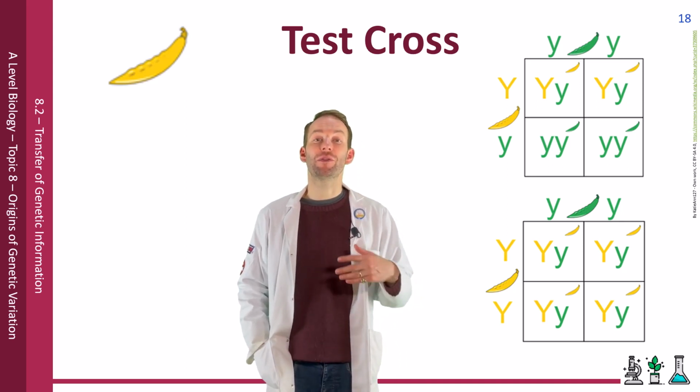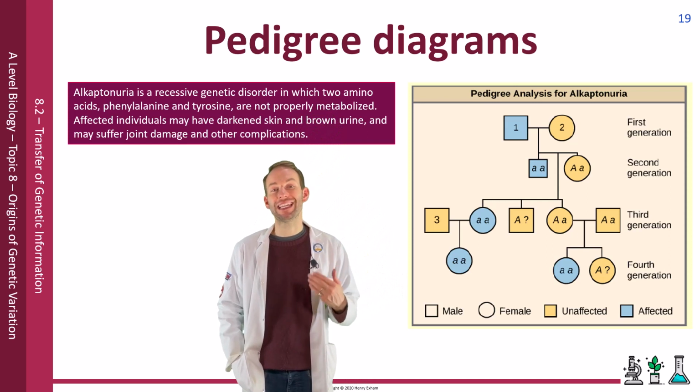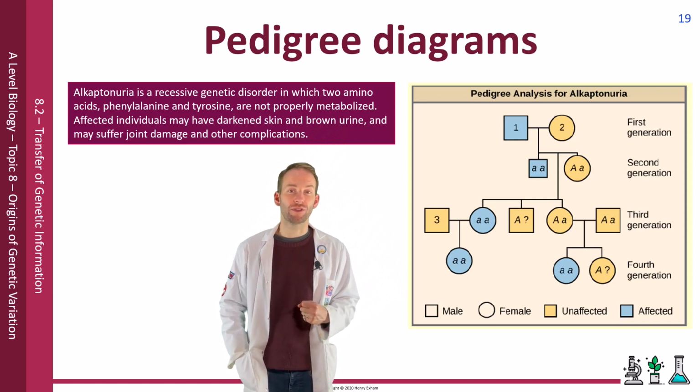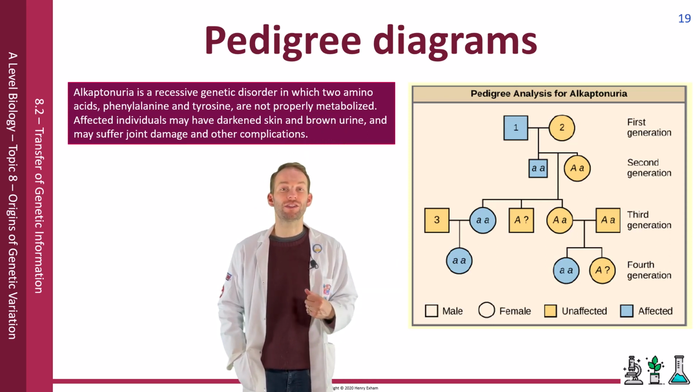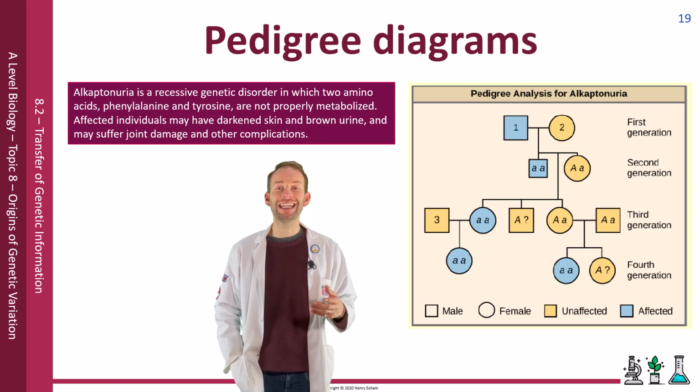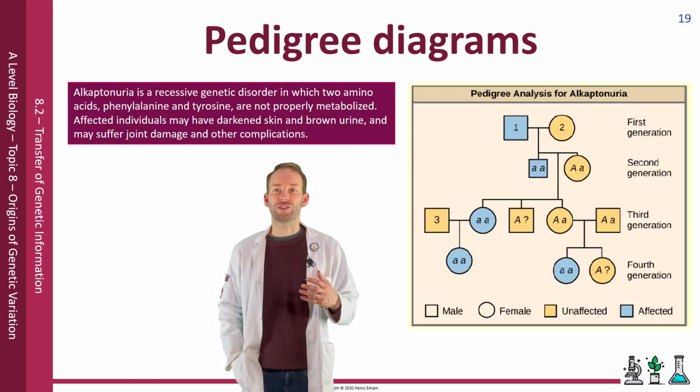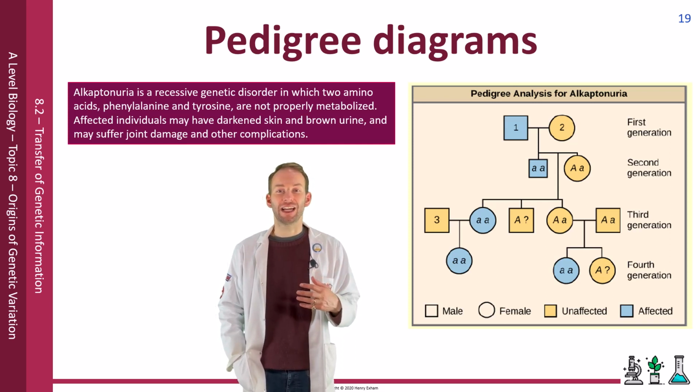You also need to be familiar with pedigree diagrams. Now, these show a family history of a genetic condition. You should know how to construct or interpret one. Here's one here, and for example, you should be able to work out what individuals 1 and 2 have as their genotypes and what 3 has. So for example, 1, we can see it's an affected male because it's square and it's colored blue.